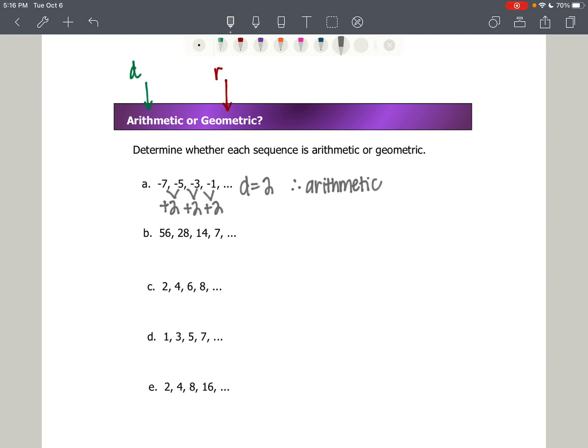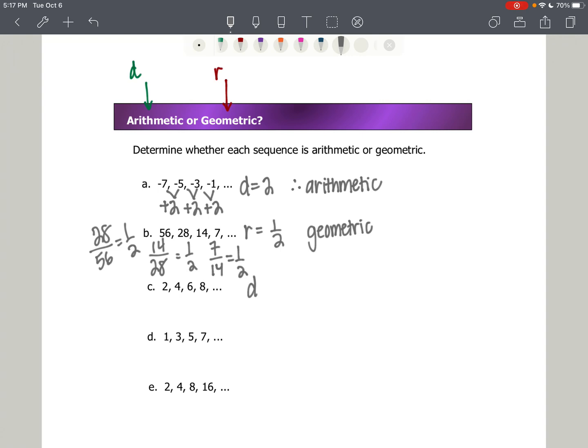Okay, welcome back. I got r equals 1/2, which is geometric, like it's electric. 28 divided by 56 is 1/2. You would find that was true. 14 divided by 28 is also 1/2, and 7 divided by 14 is also 1/2. So r equals 1/2, that's geometric. The next one, I got a common difference of 2, which is arithmetic.